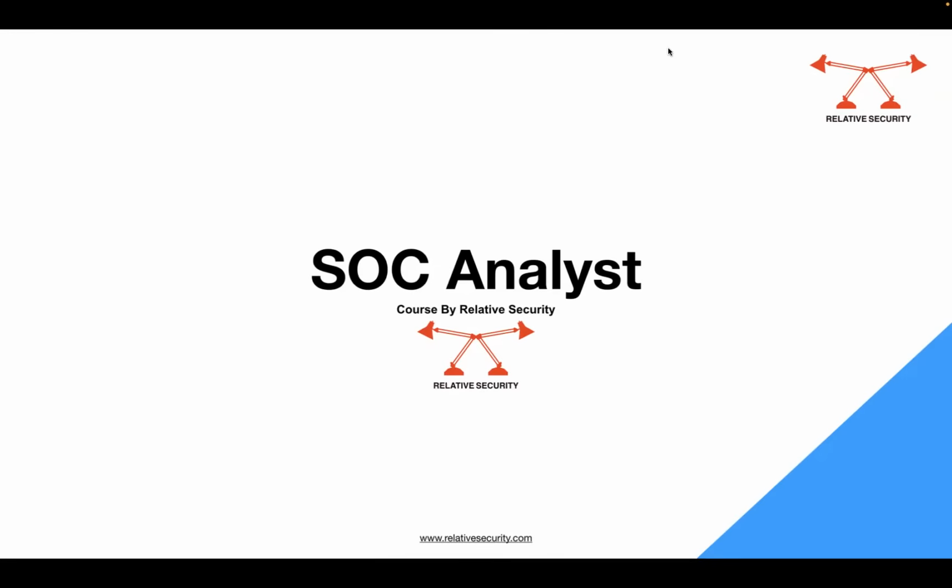Today we are going to initiate a course for the SOC analysts. Now this course is going to talk about all the different aspects that involve the SOC analyst, because usually when you get career advice to get into cybersecurity or become a SOC analyst, the advice we usually get is to start with the basic certifications or to get into a basic role within an organization.